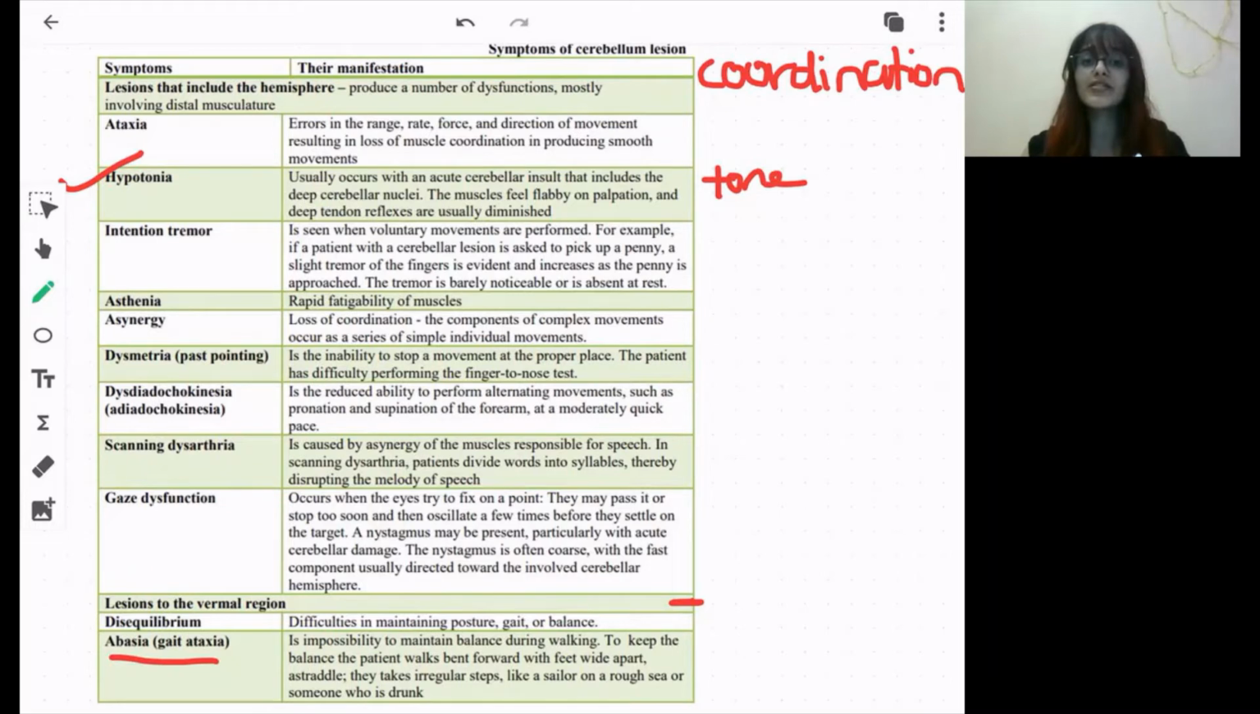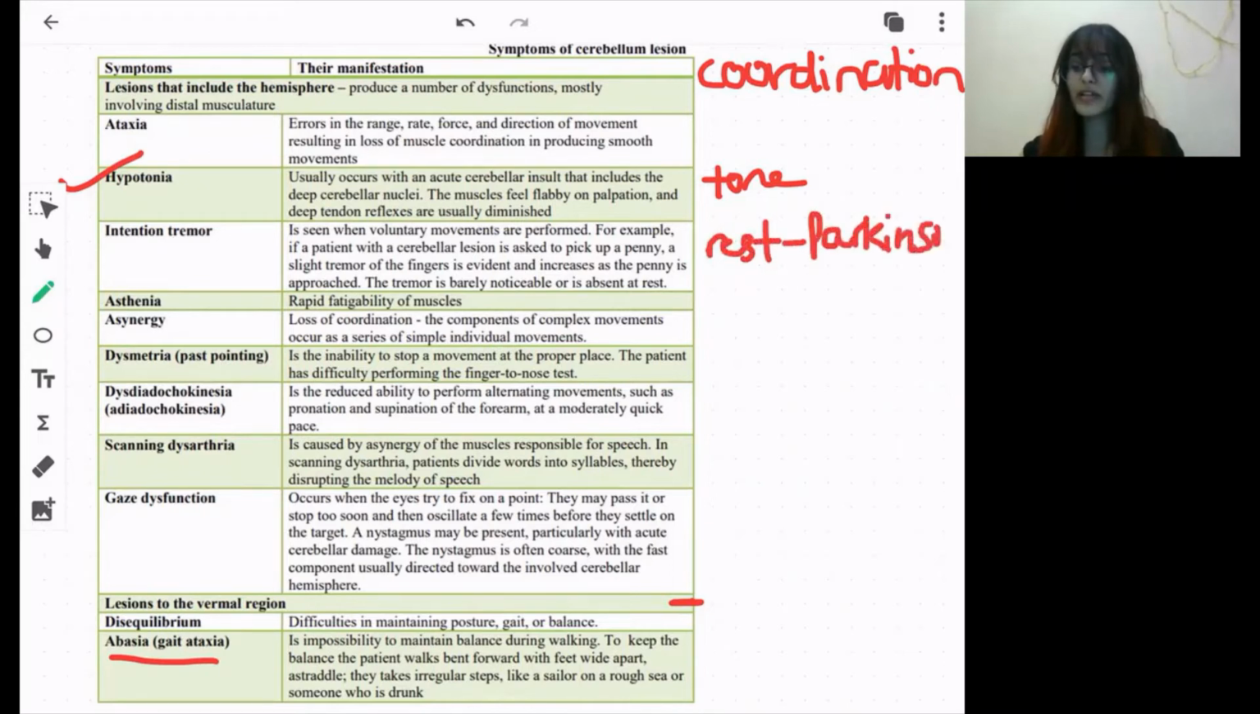So why intention tremor? Again, I told you that to plan a movement or the sequence of movements, the cerebrum first has to communicate with the cerebellum to know the current position of the hand, and then to move it to the next position. So again, if the cerebellum is damaged, the intention tremor is seen, and the rest tremor is seen in Parkinson's disease.